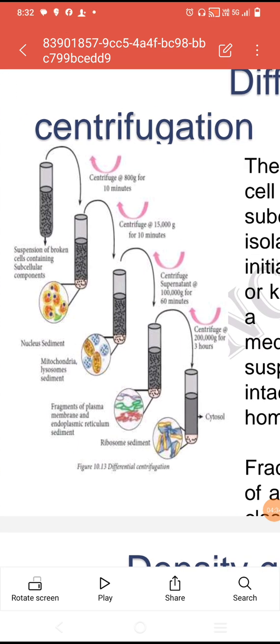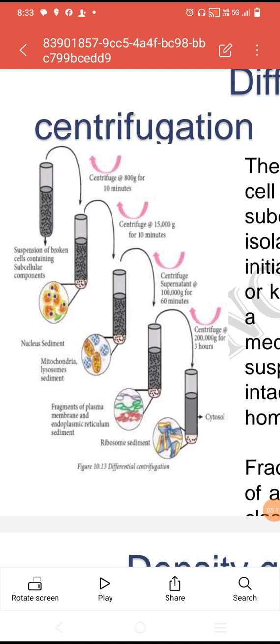Initially, centrifugation occurs at 800 g for 10 minutes. The next one is centrifugation at 15,000 g for 10 minutes. The later one is centrifuging the supernatant at 100,000 g for 60 minutes. And the final one is centrifugation at 200,000 g for 3 hours. So here the particles separate out based on the rotation and the timing.